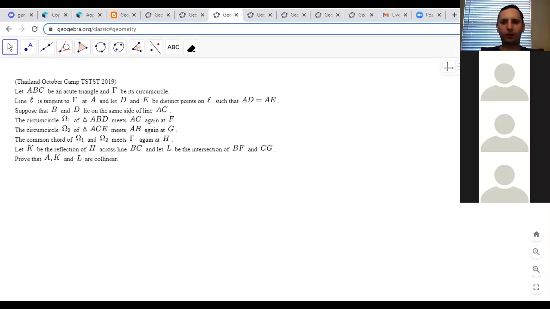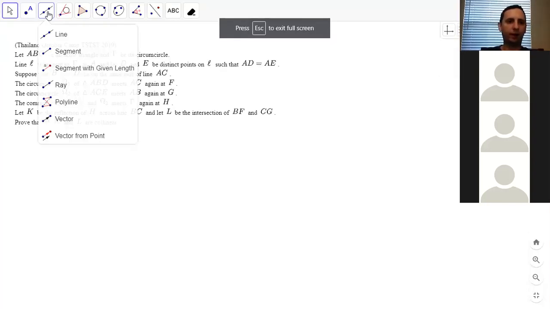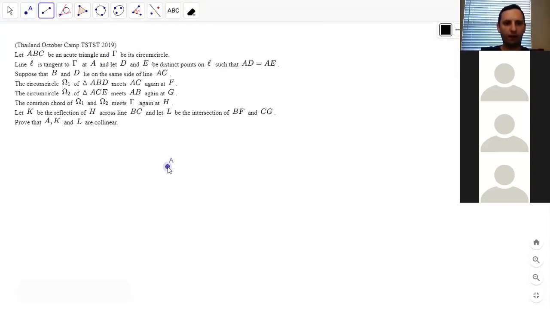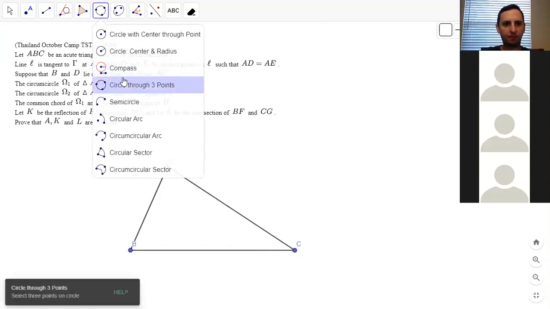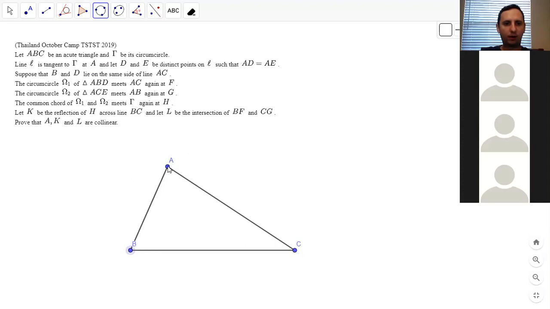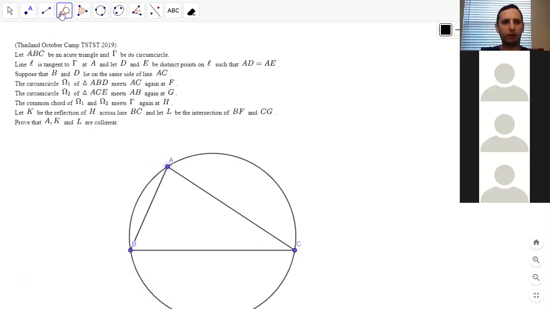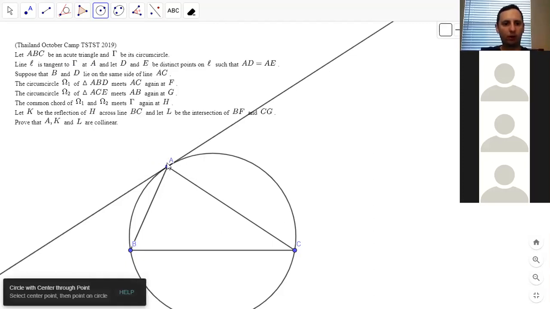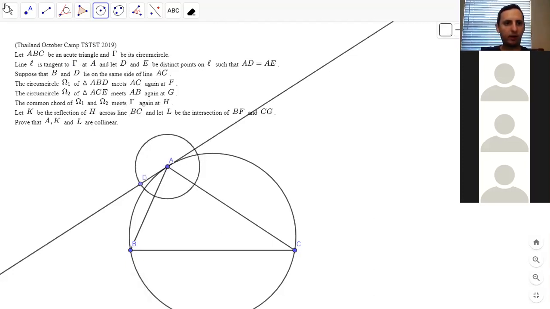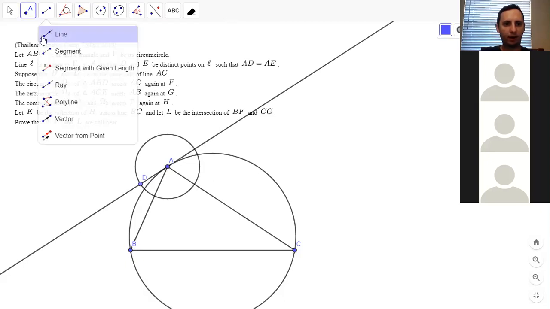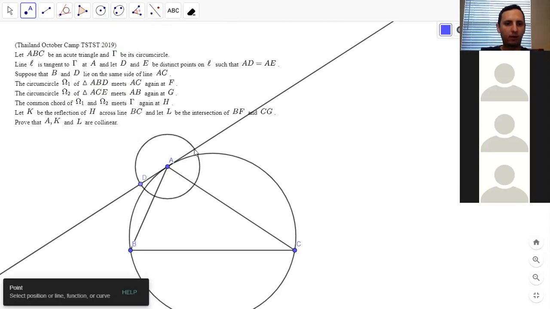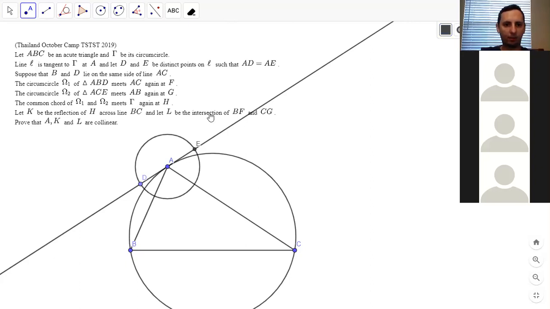Okay. This one looks a little harder. So we have a triangle ABC, and gamma is its circumcircle. And then we draw the tangent at A. And then we take 2 points on it that are the same distance from A. So call it D and E. So this is D and this is E.